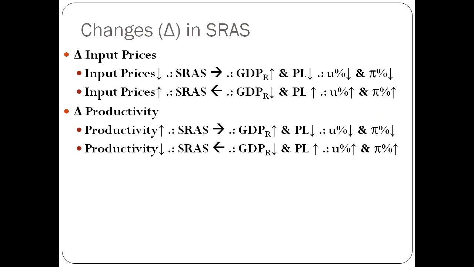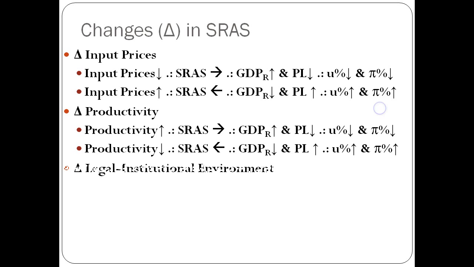A drop in productivity is going to shift short-run aggregate supply to the left. Whenever short-run aggregate supply shifts to the left, real GDP is going to fall, price level is going to go up, unemployment rate is going to go the opposite of GDP, which in this case is up, and inflation rate goes the same way as price level, which in this case is up.